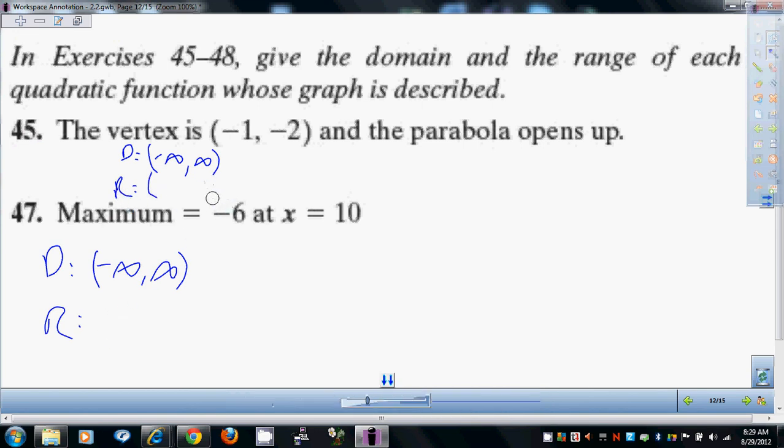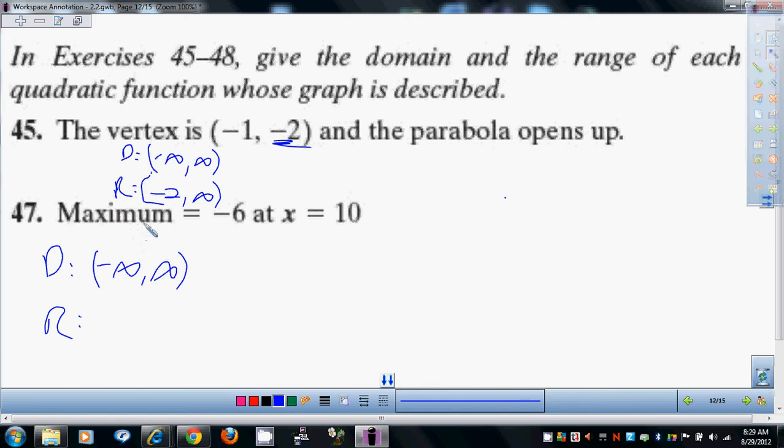Oh, I don't want to do this yet. Okay, the vertex and the parabola opens up. Somebody raise your hand and tell me what that's telling us when it says the parabola opens up. Holly. That's right, it has a minimum value, which means my range is what? Negative 2 to infinity. If it opens up, then it has a bottom. So it's going to start at that bottom, negative 2, and just shoot upward.